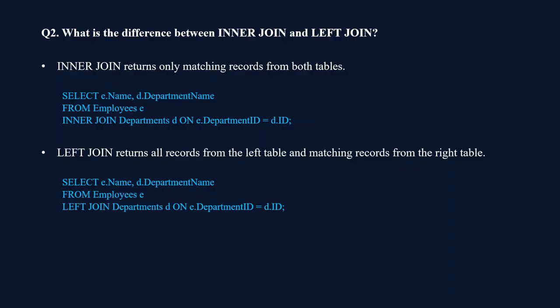Next, LEFT JOIN returns all rows from the left table even if there is no match in the right table. For example, SELECT employee name and the department name FROM employees LEFT JOIN departments ON department ID.